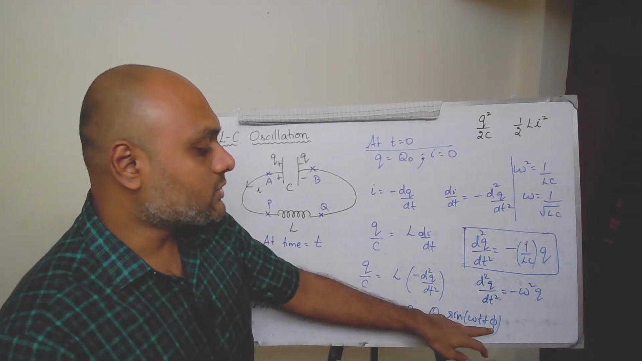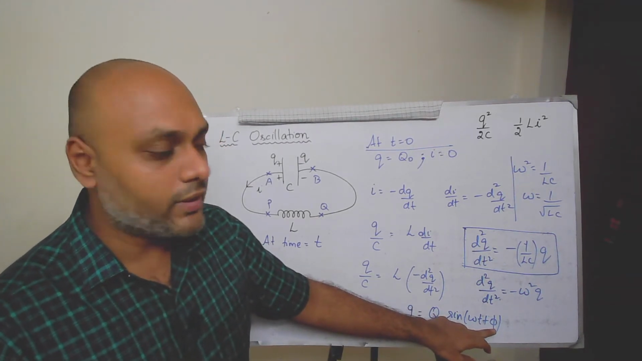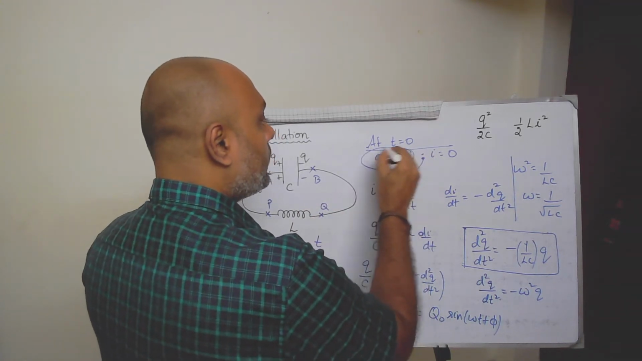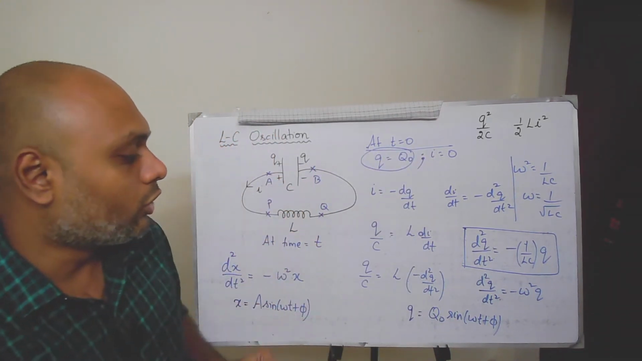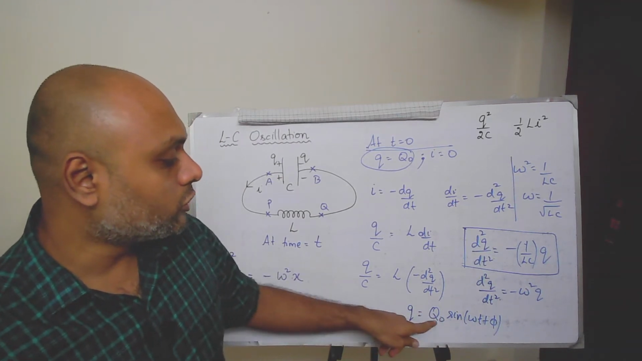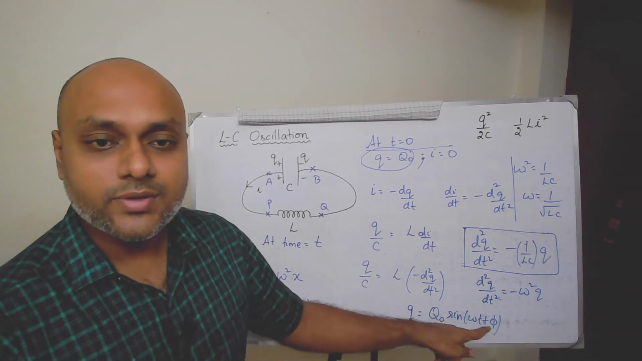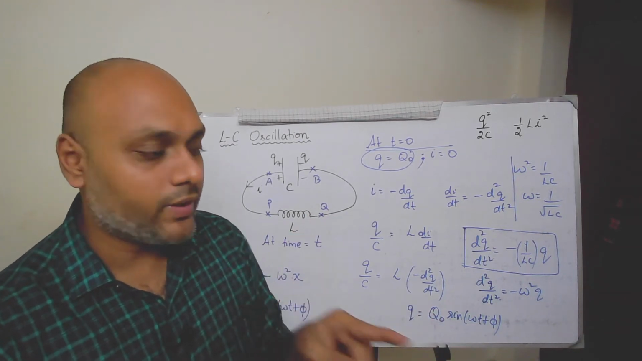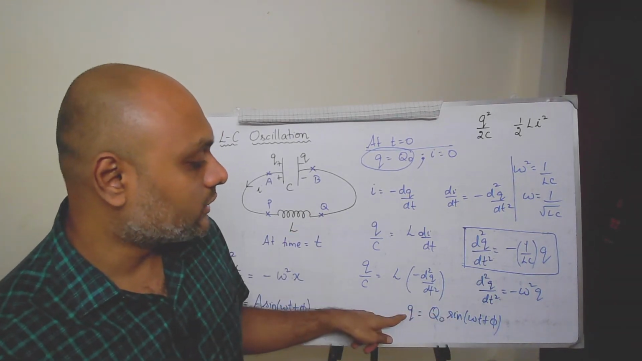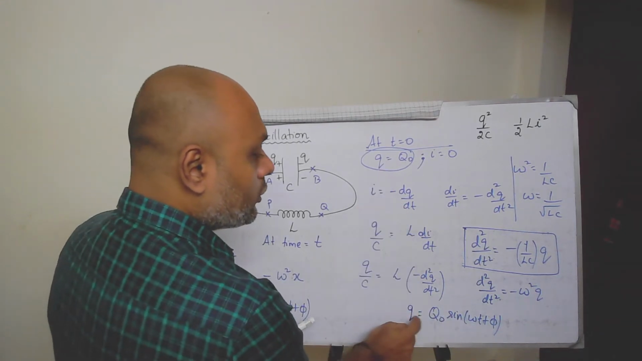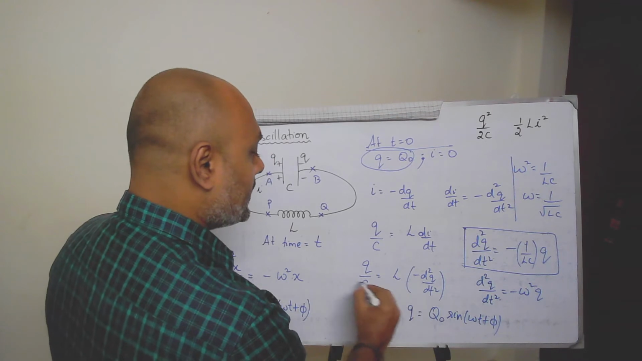We have to get this value phi also, the initial phase angle. To get it, we will make use of this condition: at t equal to 0, the charge on the capacitor was q naught. So you put t equal to 0, and q should be equal to q naught. So sine phi should be 1. If sine phi is 1, you will get the initial phase angle. The initial phase angle for the charge should be equal to pi by 2, because at t equal to 0, q should be equal to q naught. So we make that substitution.